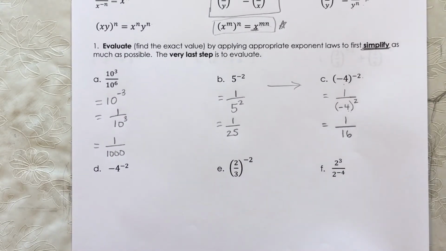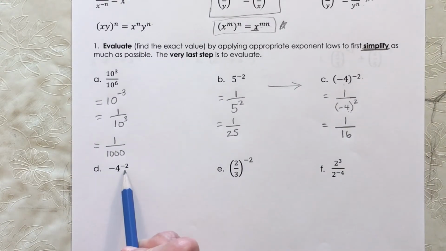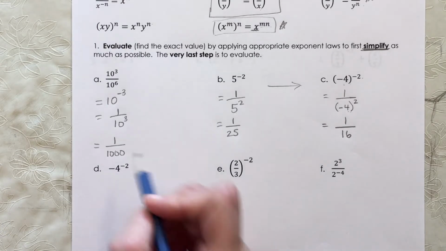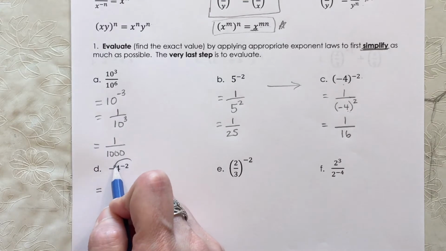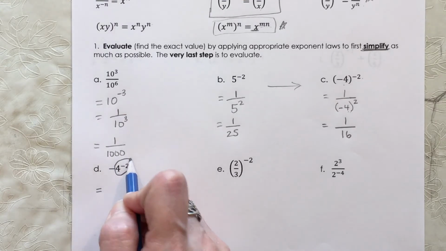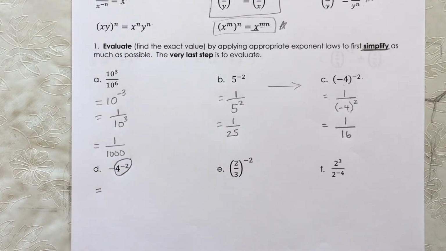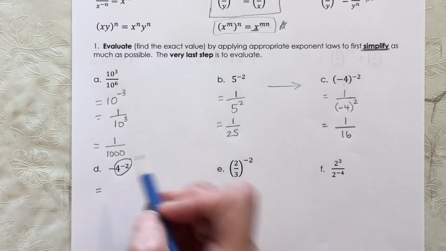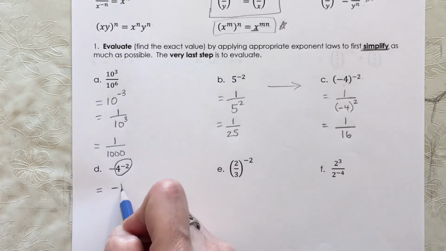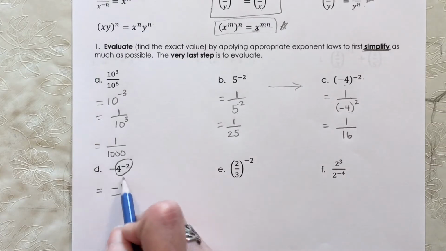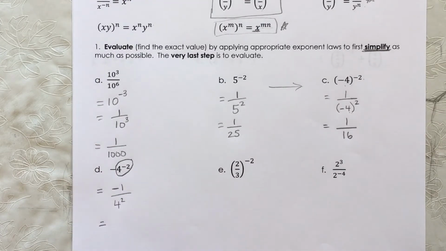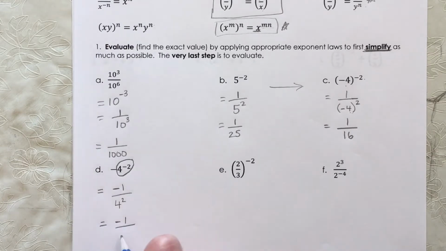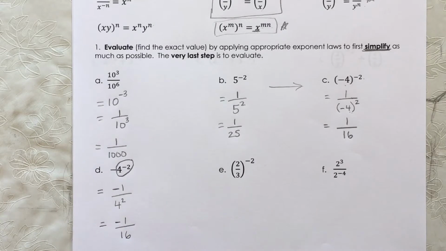All right, and then notice how the next question is negative without brackets, 4 to the -2. So that's going to be different. The exponent of negative 2 only corresponds to the 4. The negative's out front, okay? So I can think of it as negative 1 in the numerator over, so 4 to the positive 2. So I keep my negative 1 in the numerator, and 4 to the positive 2 is 16, so negative 1/16.